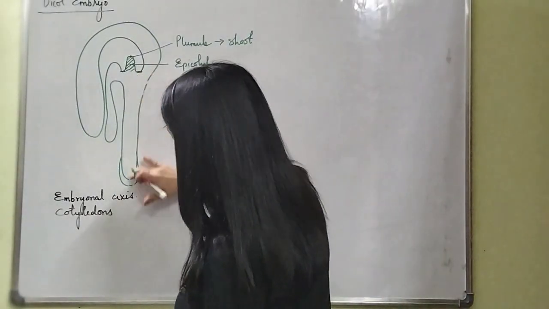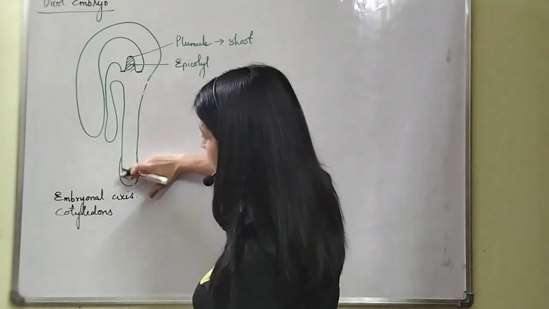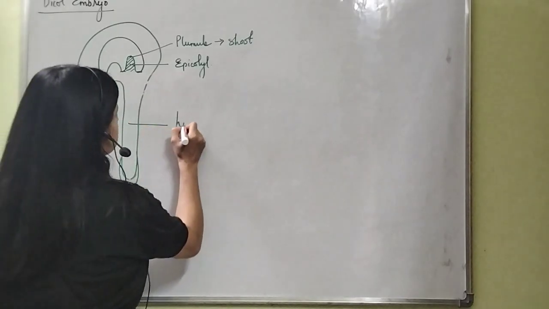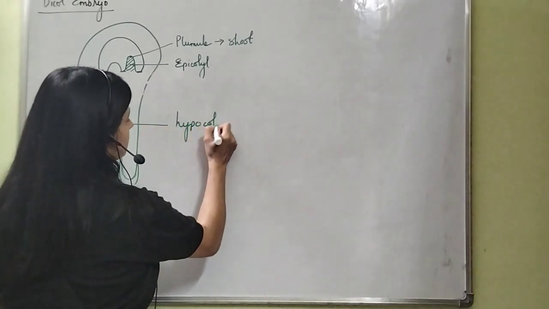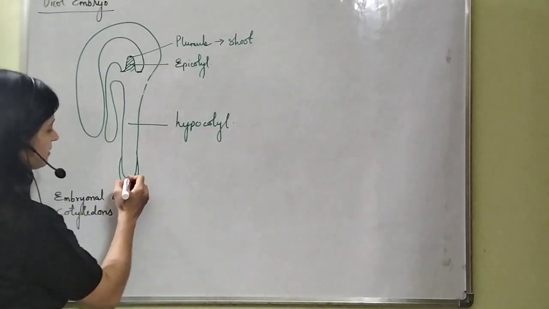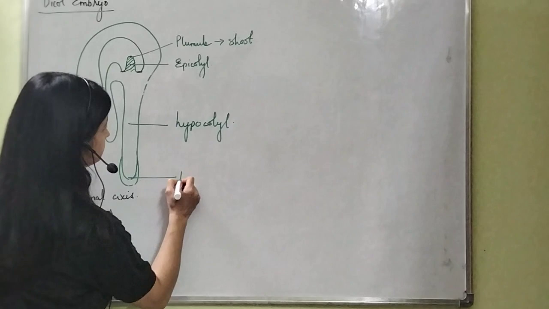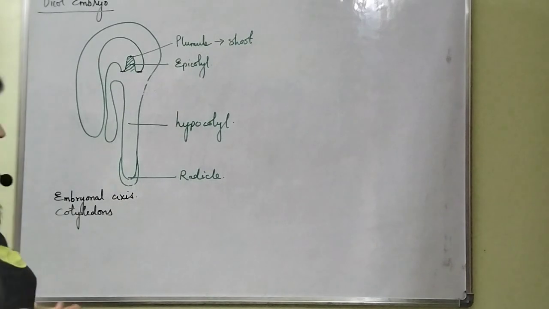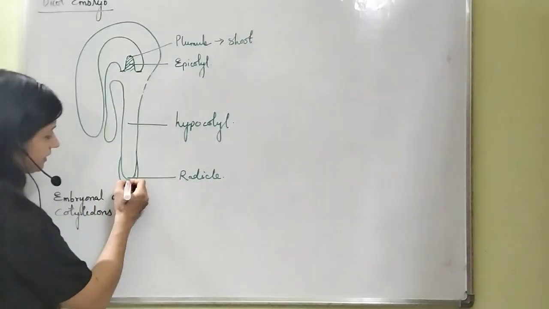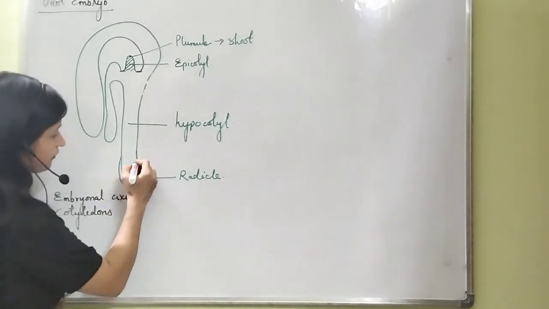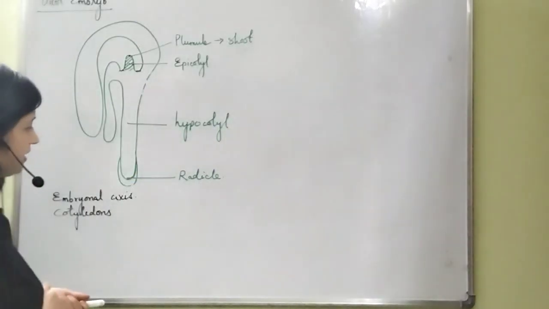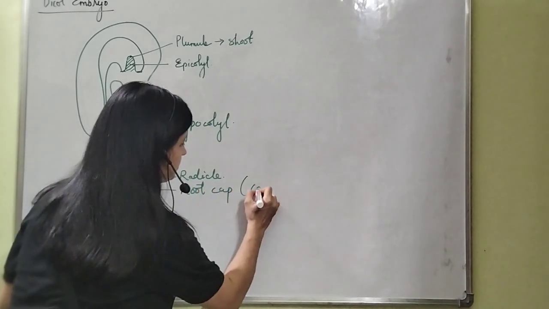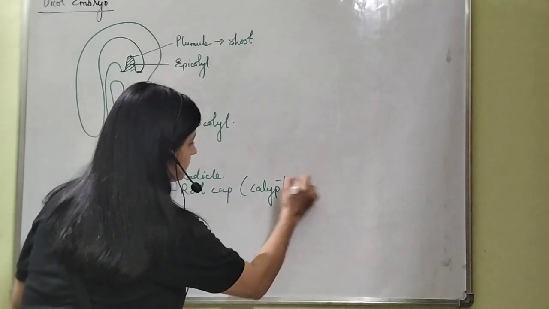And the part of the embryonal axis which is below the level of cotyledon, it will be called as hypocotyle. Hypocotyle. Clear? Hypocotyle, it terminates at radicle. So this is the radicle which will later on give development to the roots. ठीक है? The roots will develop from radicle. The radicle, or we can say the root, it is covered by the root cap. It provides protection to it and it is known as calyptra.